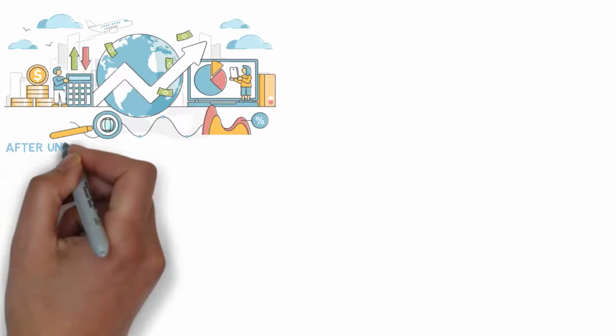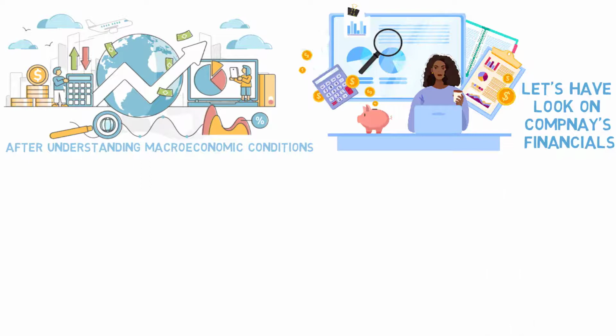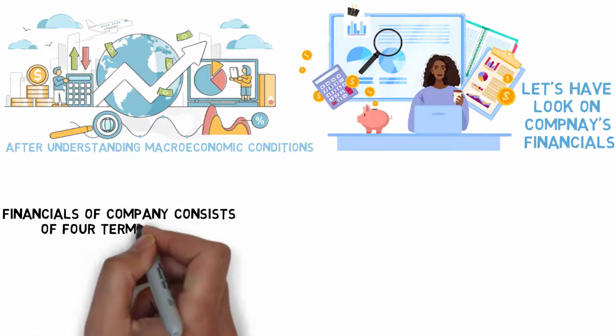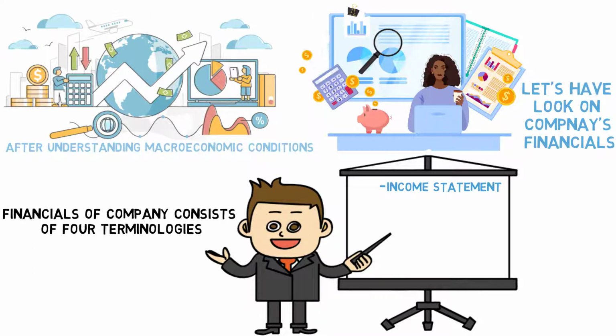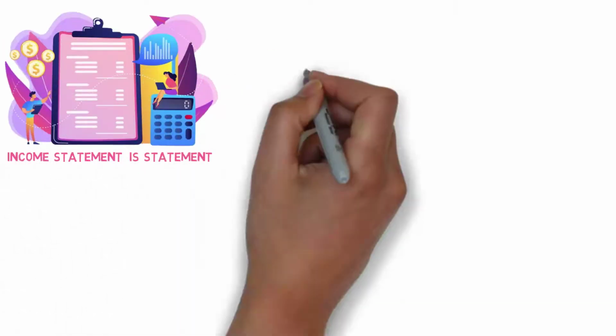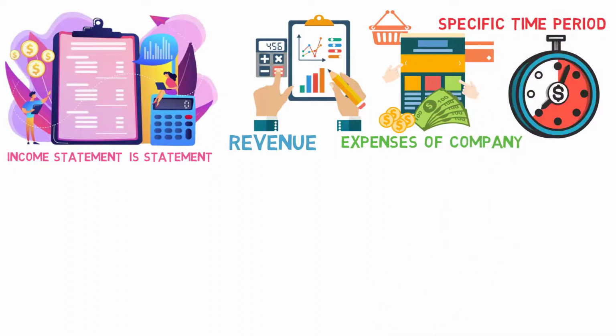After understanding macroeconomic conditions, let's have a look at the company's financials. Financials of a company consist of these four terminologies: income statement, balance sheet, cash flow statement, and unit economics. Income statement is the statement that shows revenue and expenses of a company in a specific time period.